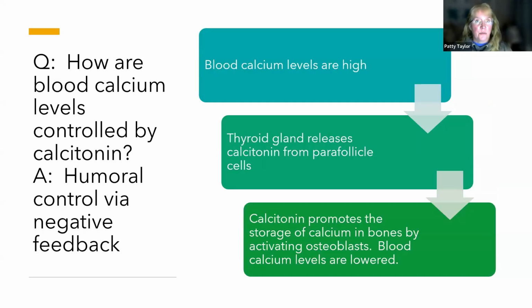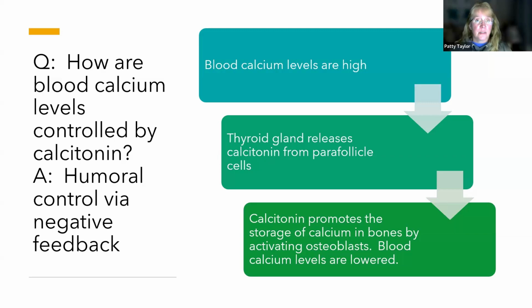Let's now switch gears. Let's talk about parafollicle cells. Parafollicle cells make a different type of hormone. This hormone is called calcitonin. So calcitonin is only made in response to changing blood calcium levels. In fact, if blood calcium levels are too high, they can be dangerous for us. So high levels of blood calcium will activate the thyroid gland parafollicle cells to make and release calcitonin.